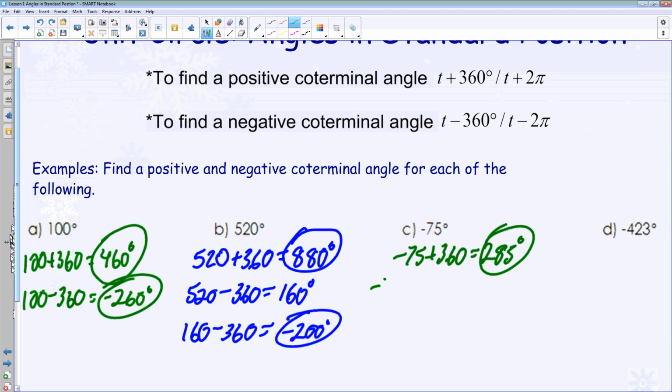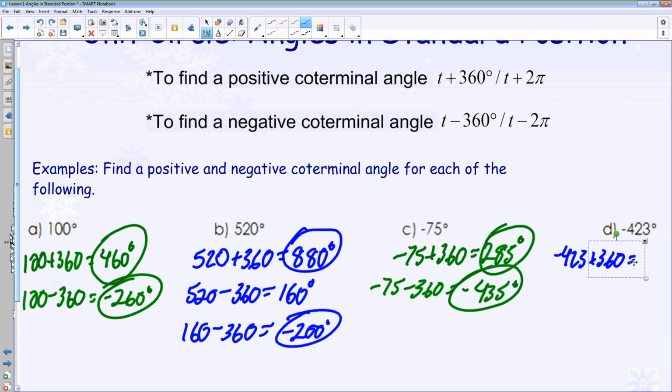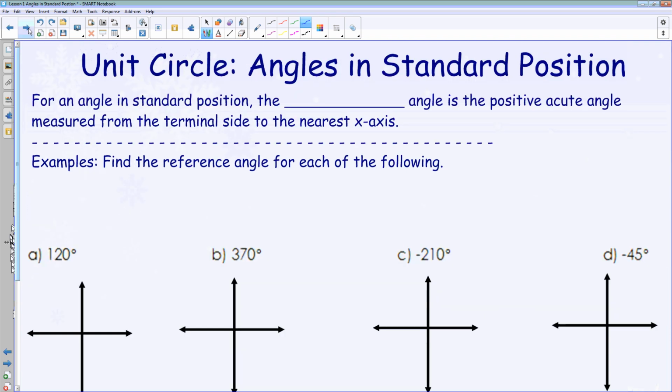And I'm going to subtract 360, and that's going to get me negative 435. And then negative 423, notice that when I add 360, it's still negative. So negative 63 degrees could actually be my negative. And then I can add 360 one more time because I have to get to positive, and that will be 297. Okay, so now let's talk about reference angles.